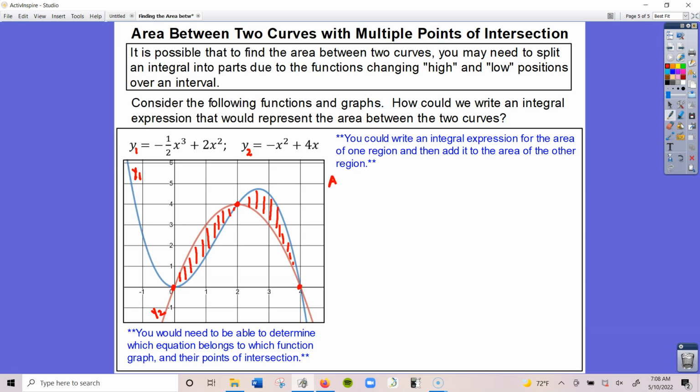The first one, and again, we're using those points of intersection. For the first section, it's from 0 to 2. And then it's the parabola minus the cubic. So it's y2 minus y1, which would be negative x squared plus 4x minus this function here, which is the negative 1/2 x cubed plus 2x squared.